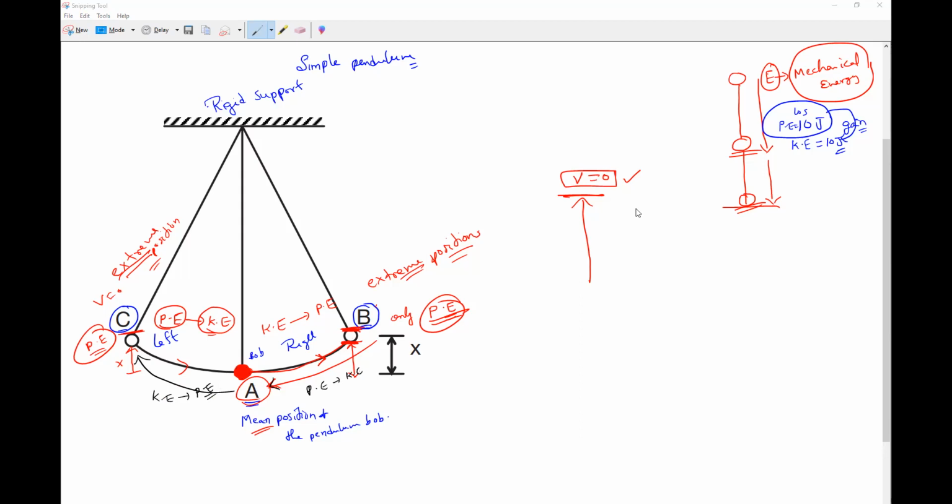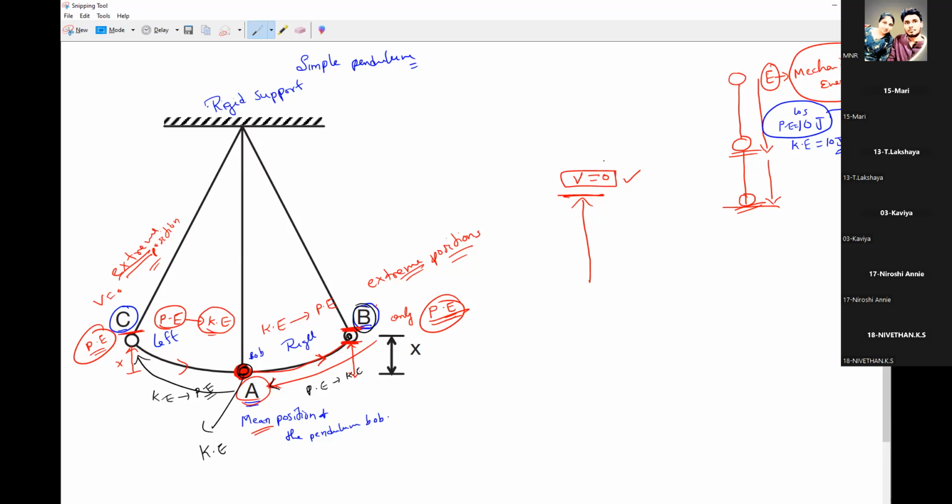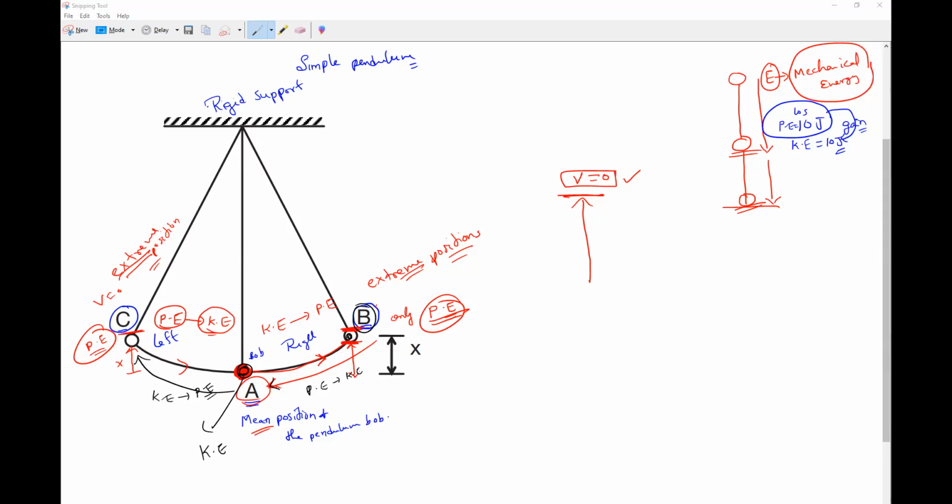Energy can neither be created nor destroyed. So the total energy is converted from potential energy to kinetic energy, and then from kinetic energy to potential energy. Whatever energy is possessed by the body, it remains constant again and again. So between the mean position and the extreme position, the energy of the bob is converting. At the mean position, it has only kinetic energy. At the extreme positions, it has only potential energy.